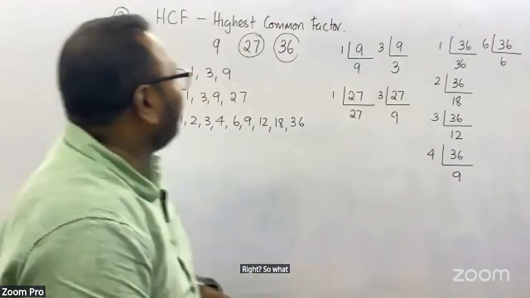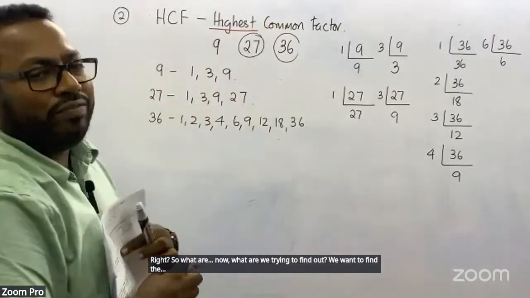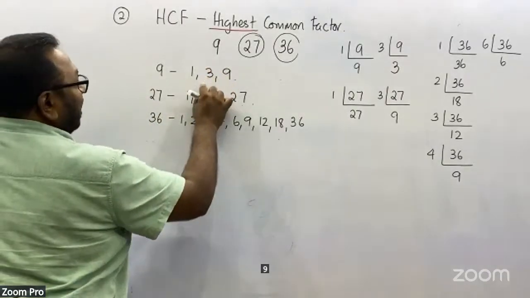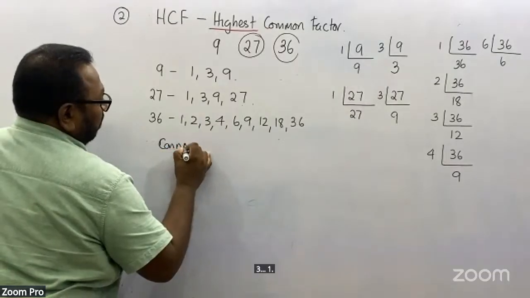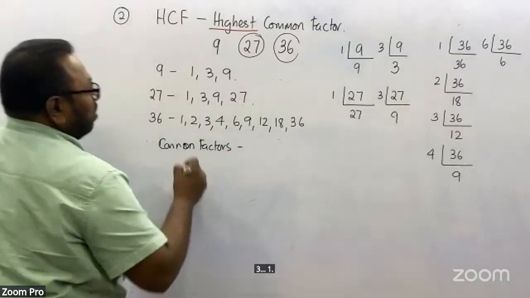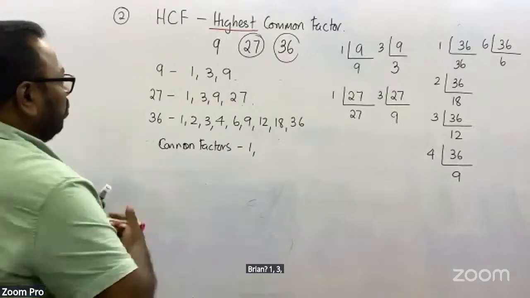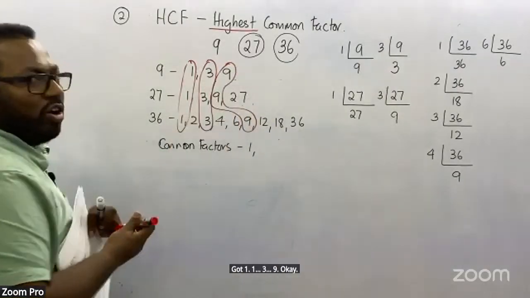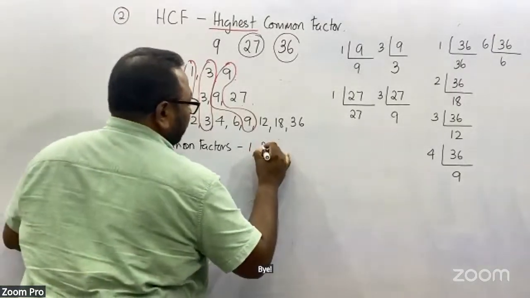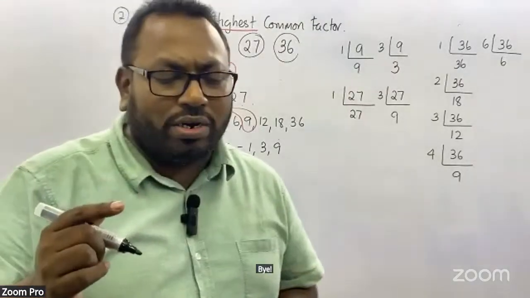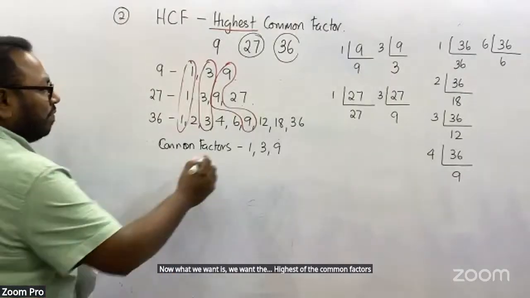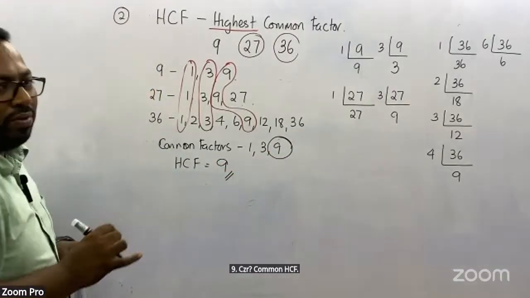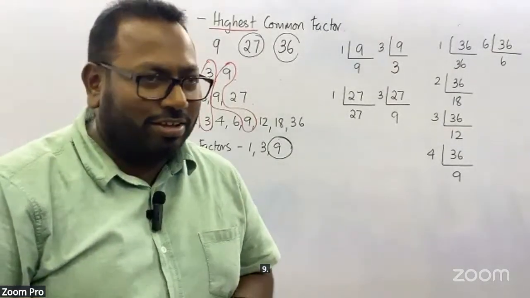So what are we trying to find out? We want to find the highest common factor. So what is your highest factor which is common? We'll write down the common factors. Common factors are 1, 3 and 9. Now what we want is the highest of the common factors. What is the highest of the common factors? 9. This is your HCF. How much is it? 9.